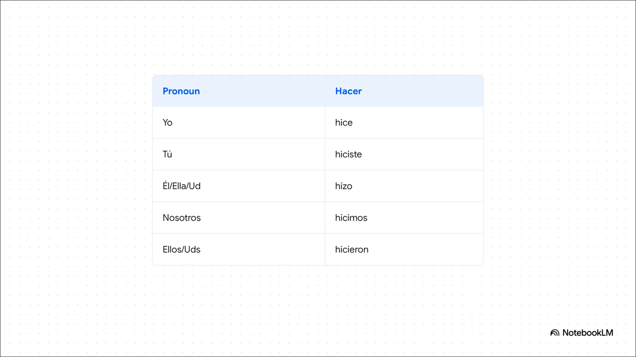So Spanish brilliantly swaps the C for a Z to make hizo. The rest of the forms perfectly follow our standard rules. Hicimos, hicieron. Honestly, it's just an elegant solution to a very simple pronunciation problem.